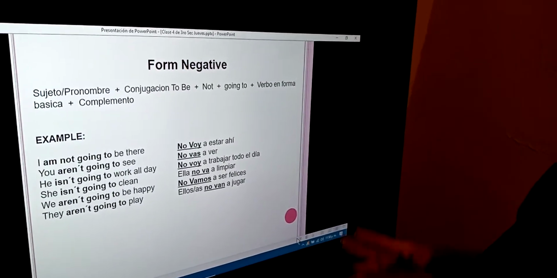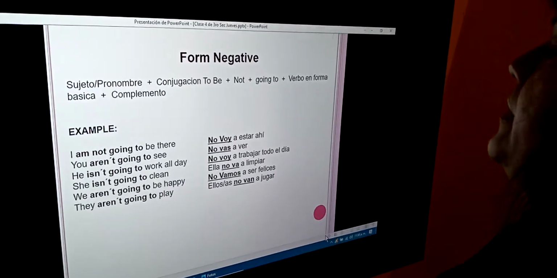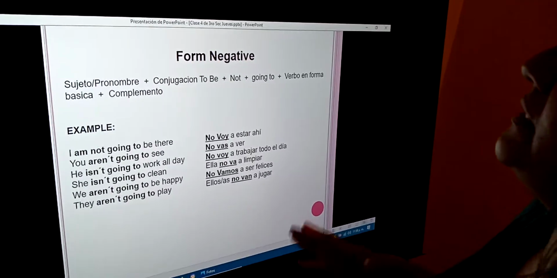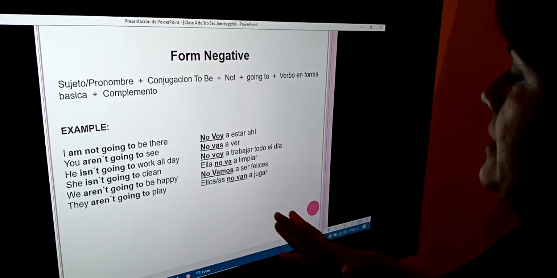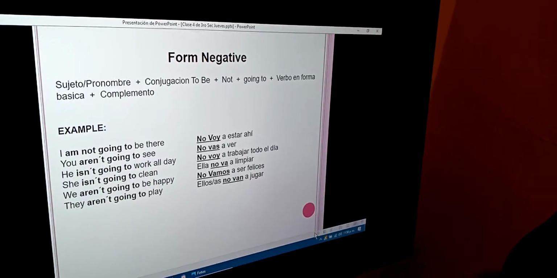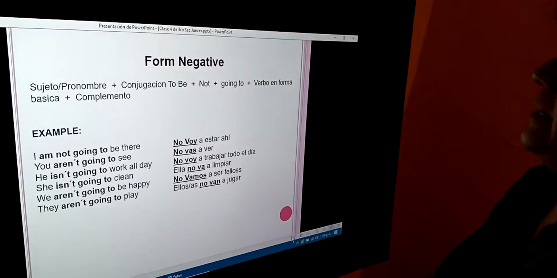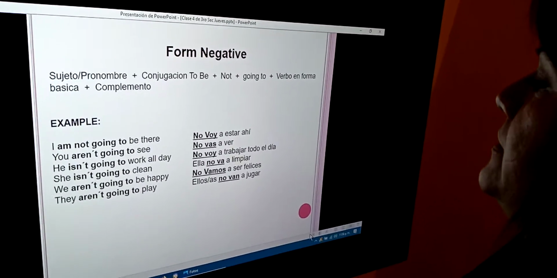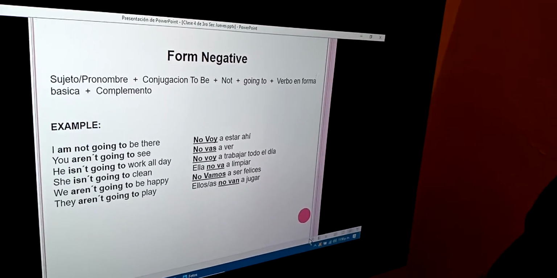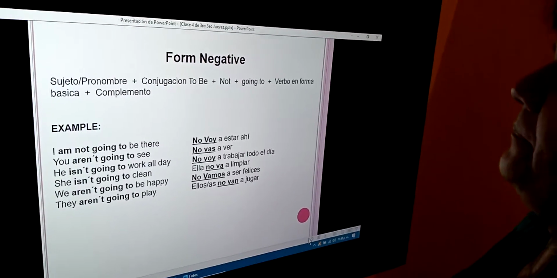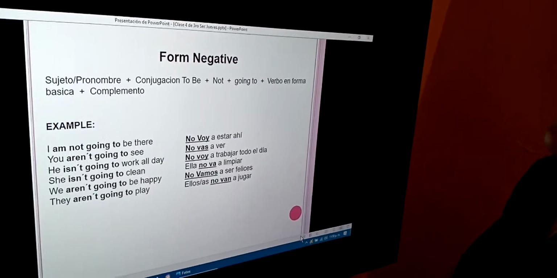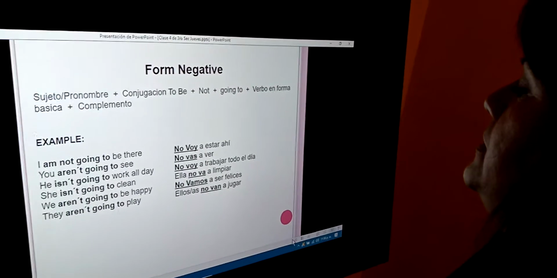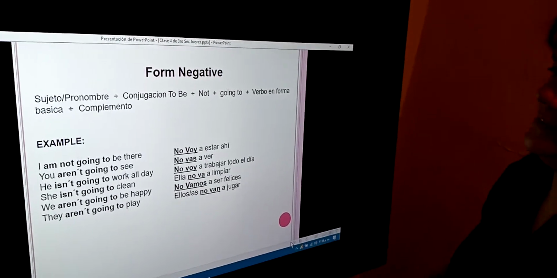Number 2, you aren't going to see. No vas a ver. Number 3, he isn't going to work all day. No va a trabajar todo el día. Number 4, she isn't going to clean. Ella no va a limpiar. And number 5 is we aren't going to be happy. Spanish, no vamos a ser felices.